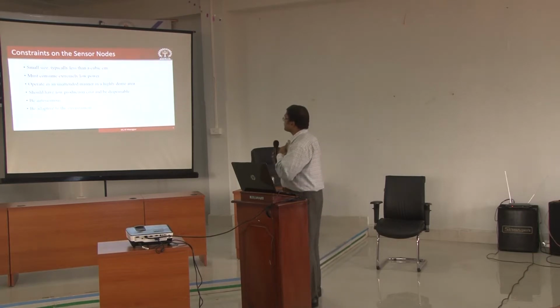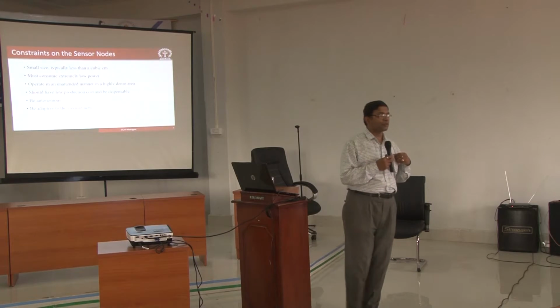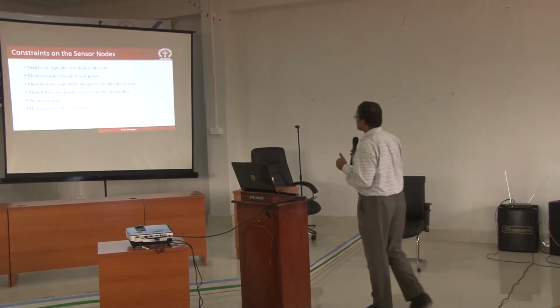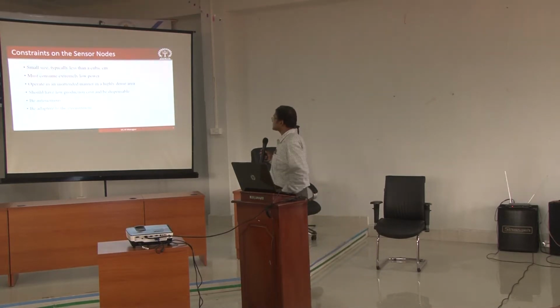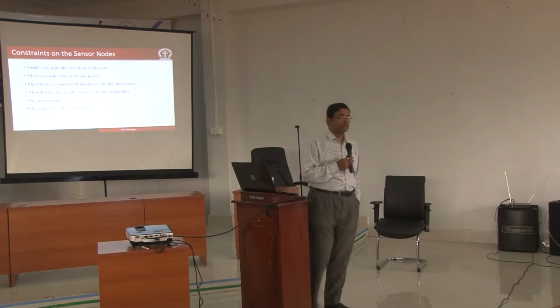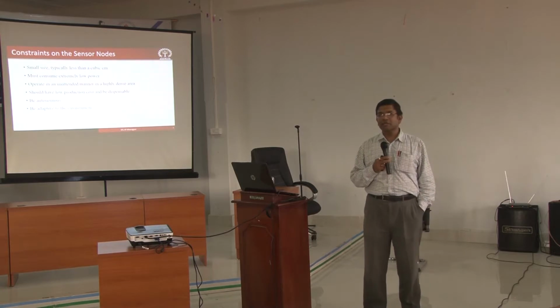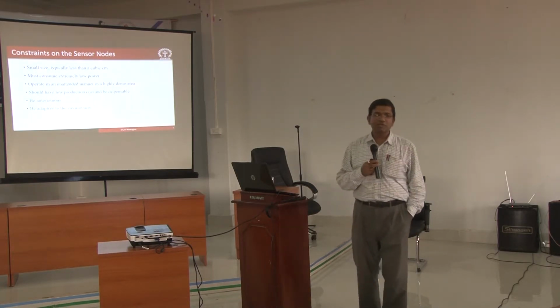So what are the different constraints on the sensor nodes? Sensor nodes are already, as I said, small in size, they come in all different shapes, and they are typically less than a cubic centimeter in size. They must consume extremely low power, and they should be able to operate in an unattended manner without any human intervention. So typically, you must be aware of autonomic computing, autonomic communication, and so on.